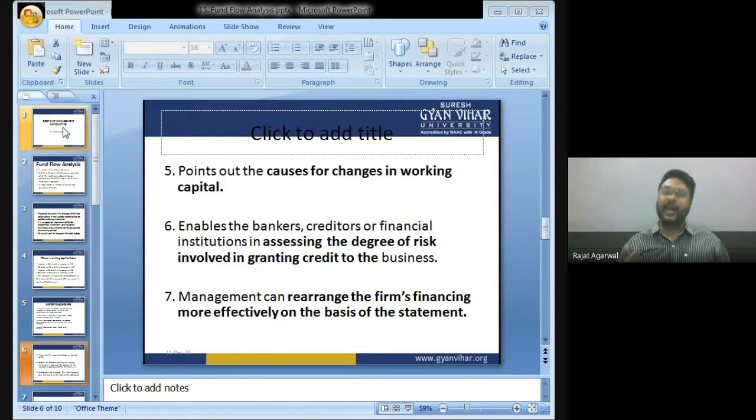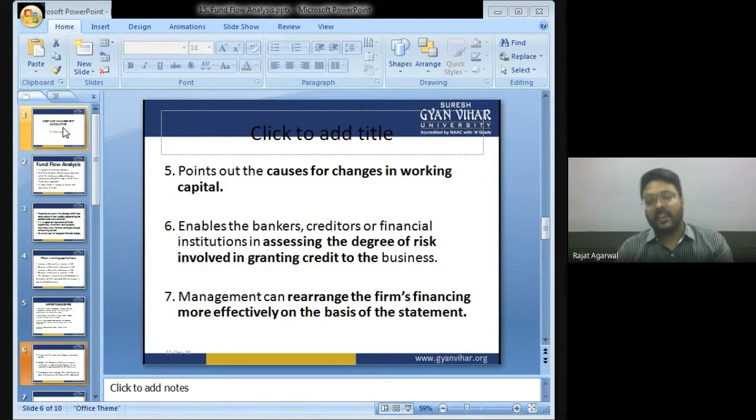Suppose I am an investor and I want to invest in a company, AB Limited. Now I will check the financial statement. Through the financial statement, I will get to know whether the company is in a strong financial position or in a weak financial position, and accordingly I can take my decision whether I should invest in the company or not.